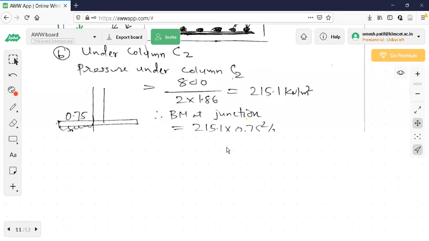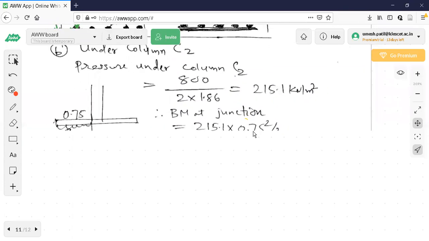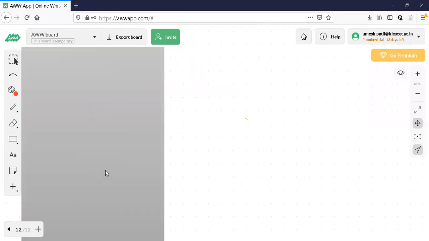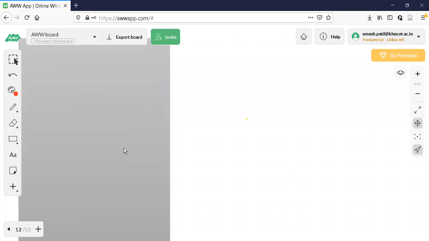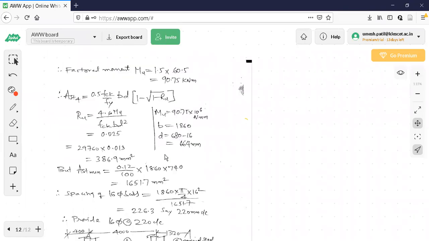So BM at the junction is calculated like this, then multiply by 1.5 for factored moment. I'll be able to finish this design in the WhatsApp only. I'll give one extra assignment problem. Last page we have reached, 12th page. 8 minutes are left.